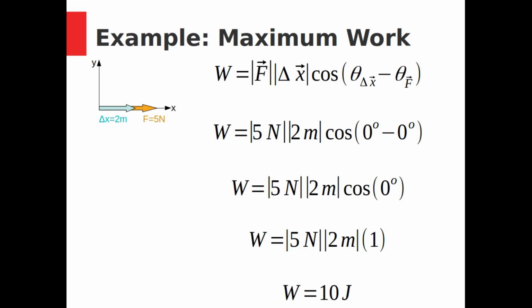Substitute the values of force and displacement into this equation. The force had a magnitude of 5 newtons, and the displacement had a magnitude of 2 meters. Both the force and the displacement are oriented at 0 degrees. The work is easily calculated. 5 newtons times 2 meters times the cosine of 0 minus 0 yields 10 joules of work.